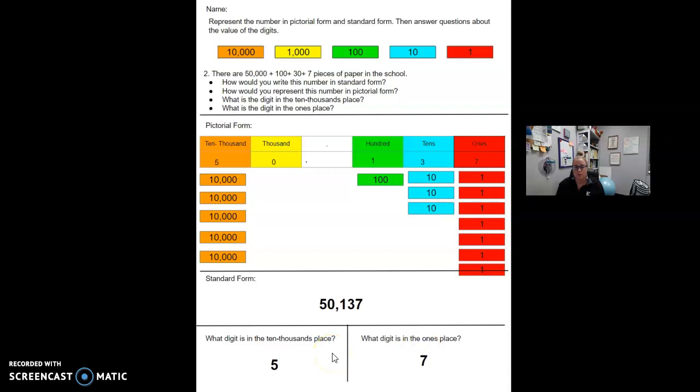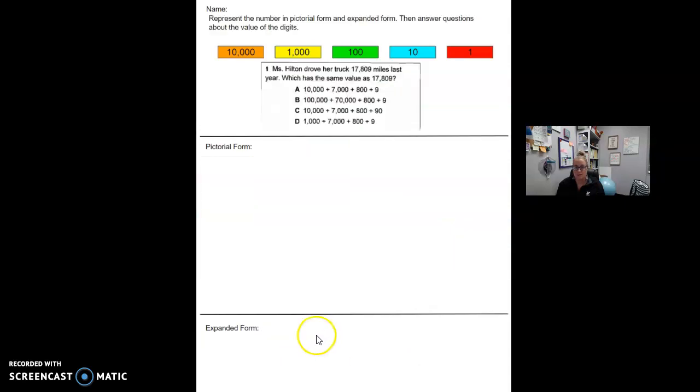Let's look at one more question. So sometimes you're going to have a multiple choice question that looks like this. So again, we have our directions, and I want you to represent this number in pictorial form and expanded form. And then I want you to answer some questions. So it says that Miss Hilton drove her truck 17,809 miles last year, which is the same value as 17,809. And you're given A, B, C, and D.